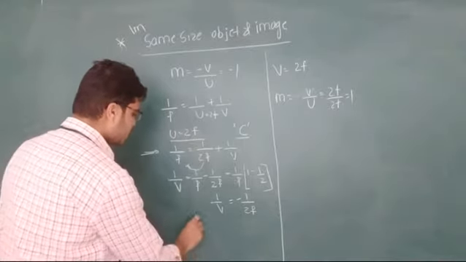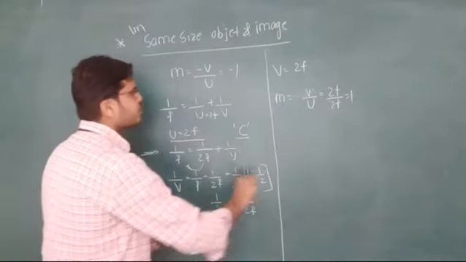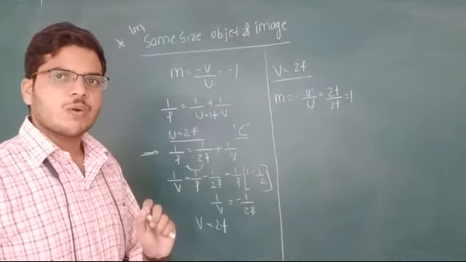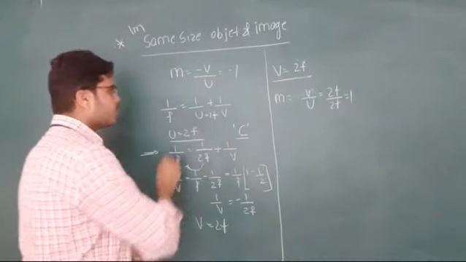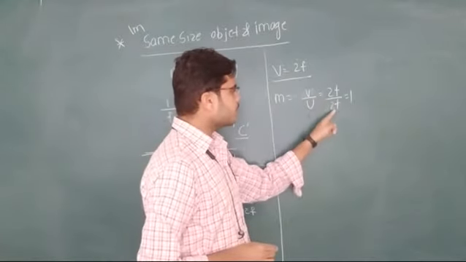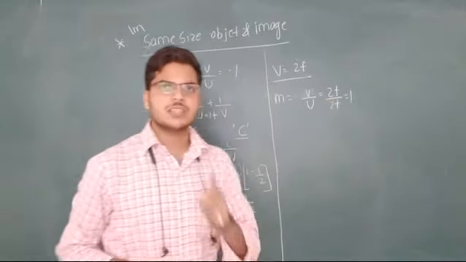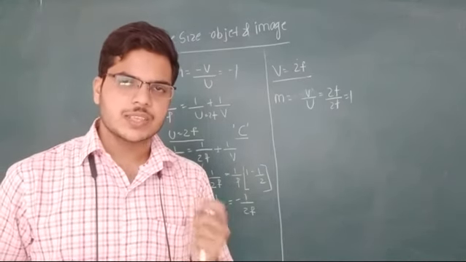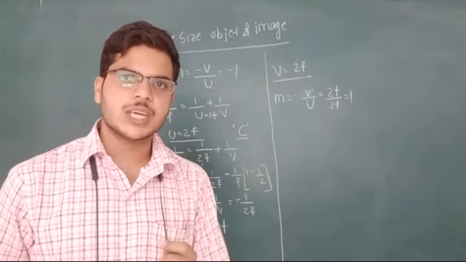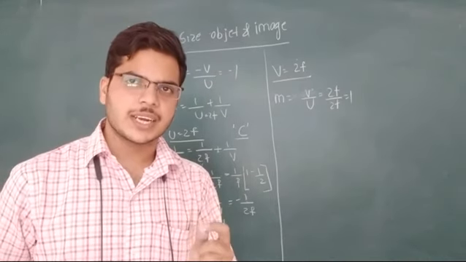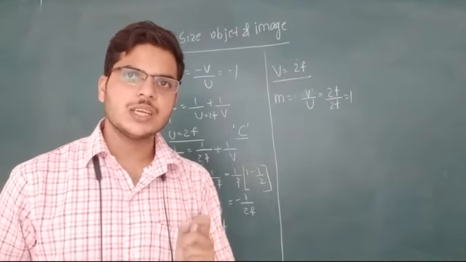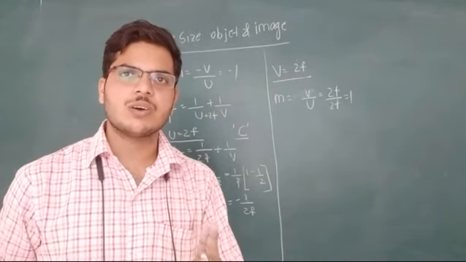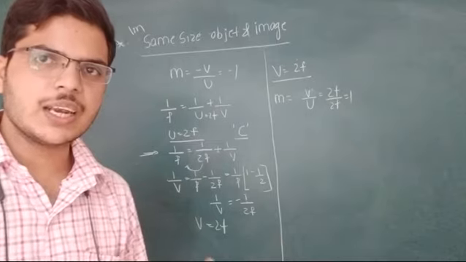Now, what is v? v is equal to 2f. We are getting image distance also equal to 2f. What is object distance? 2f. v by u, 2f by 2f, gets cancelled. Therefore, the answer is equal to 1. Therefore, to get the same size of the image as that of the object, it must be placed at the center of curvature of the concave mirror, or 2 times the focal length of the concave mirror. This is about linear magnification.